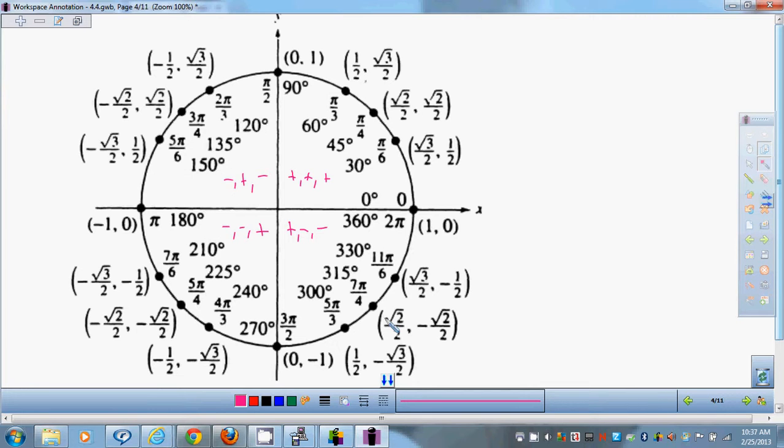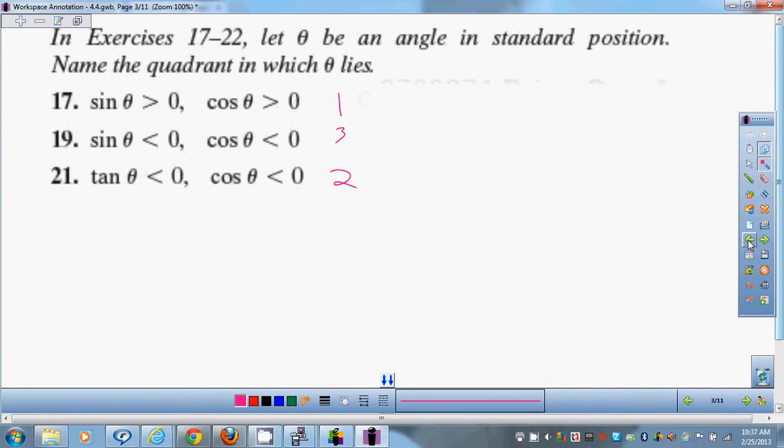Any further questions about these? About where we got something? Okay.